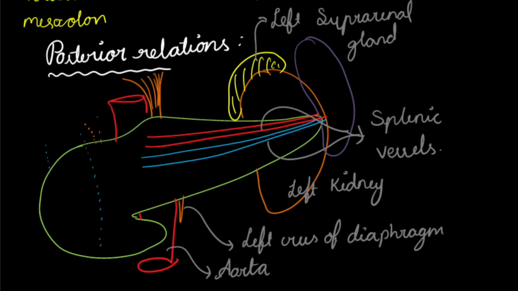Already we know in head of pancreas, IVC, aorta and right crus of diaphragm are related. So in case of body, the aorta is also related along with the left crus of diaphragm here, and then comes the left kidney and left suprarenal gland. Along with that we have splenic vessels which run along the posterior surface of the body of pancreas.